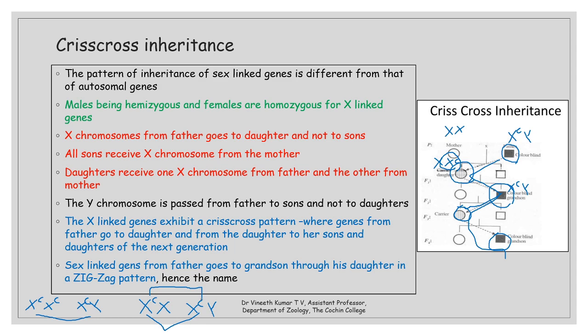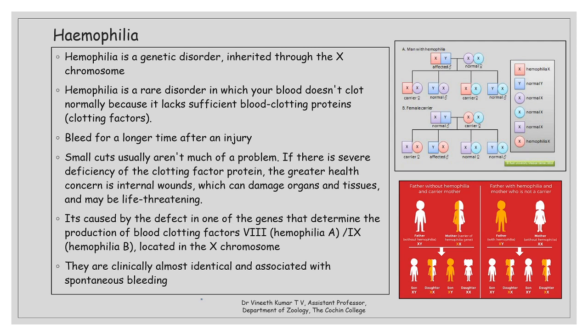Next we are going to discuss the conditions which are examples of X-linked inheritance or sex-linked inheritance. We will be discussing two examples. One is hemophilia and the other one is color blindness. We'll discuss that in the next section.